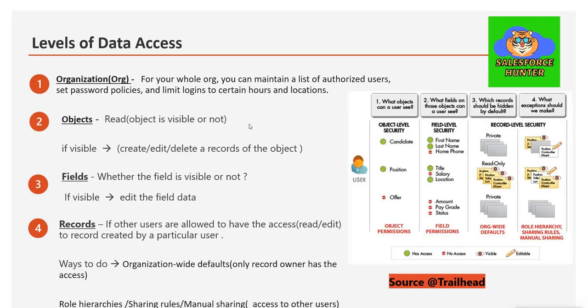Now this is the main point. The different levels of data access: when we talk about the organization, we mean the number of users that can log in. Not everyone is allowed to log in, only authorized users can. You set password policies, like the length of the password and the number of times a password can be entered incorrectly, and also limits on logins, like how many times a user can log in. There are also certain hours for login, like during office hours a user should be able to log in.